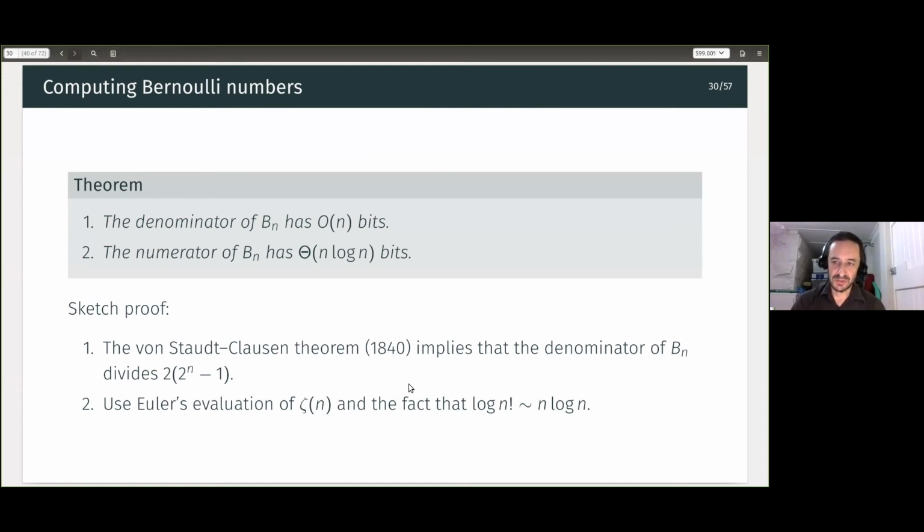Okay, so in terms of the growth, I'll just briefly state what the facts are. The numerator of the Bernoulli number Bn has essentially n log n bits, and the denominator has at most some multiple of n bits. We can probably prove something better than that, but I don't know what is the best result. I suspect O(n) is not sharp. But this is not hard to prove, and I've got a sketch of a proof here, but I won't go into that.